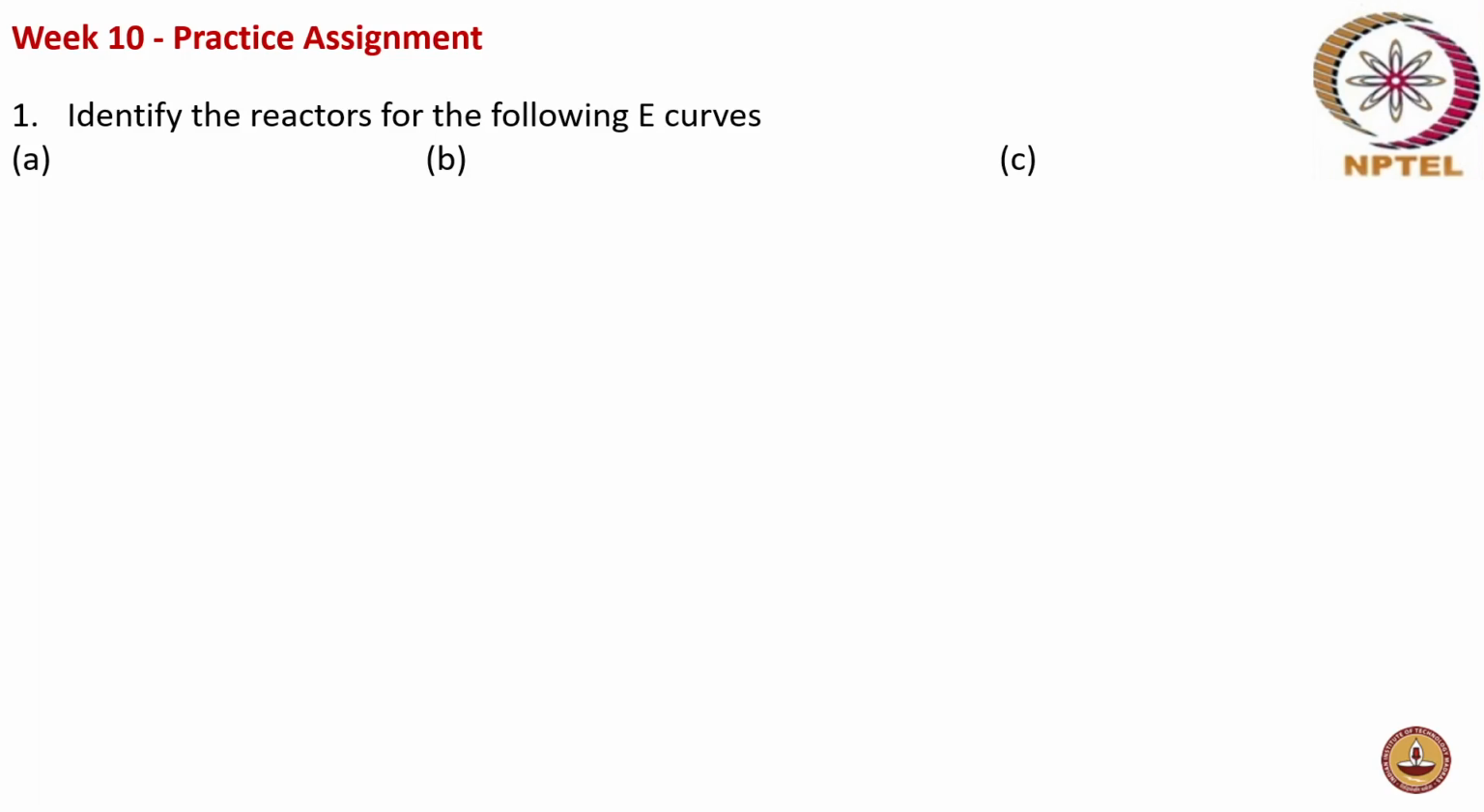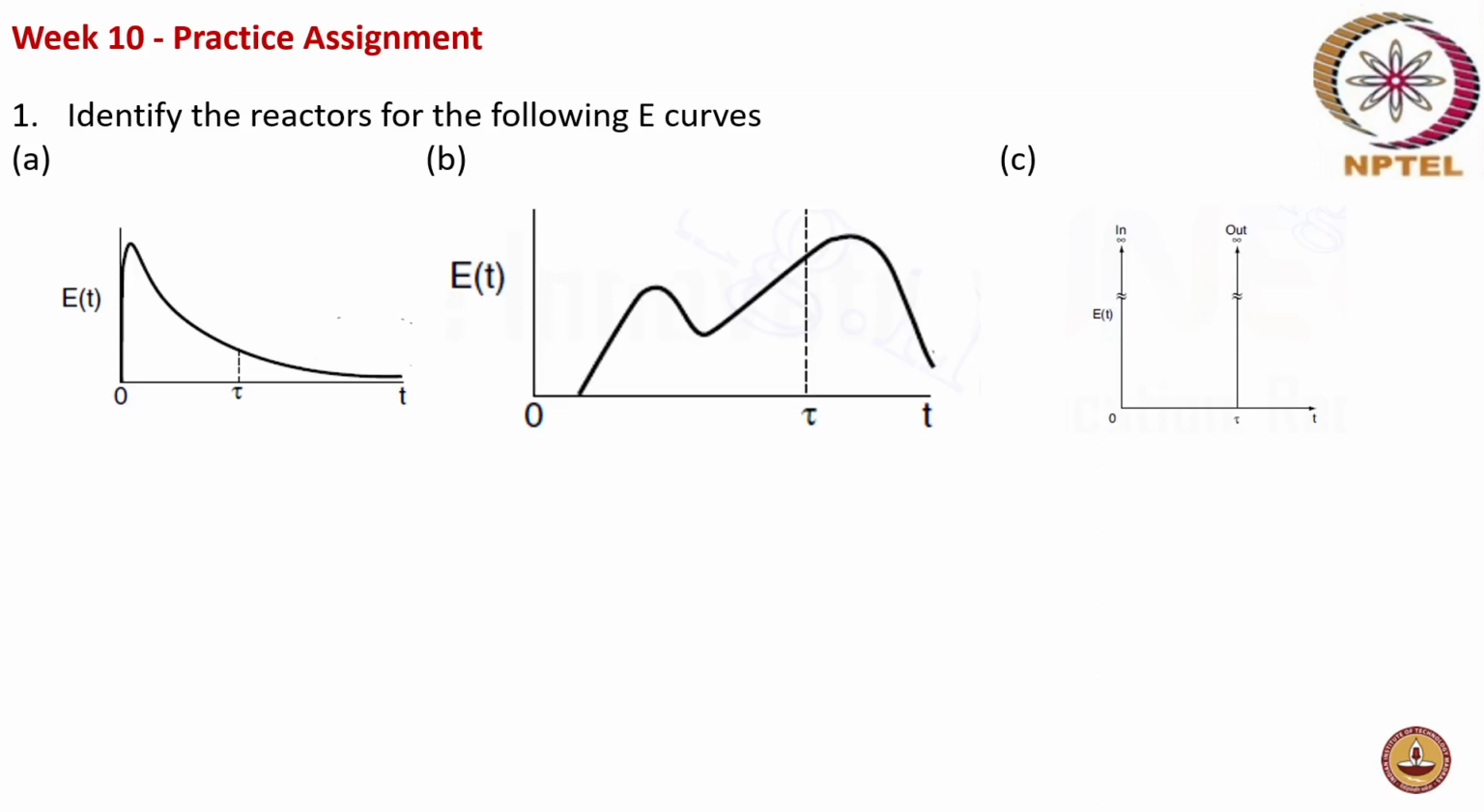Question number 1. Identify the reactors for the following E curves. So, there are 3 different E curves given, where in case A, there is a skewed E curve with a long tail, and your space time is somewhere in between, as shown in this figure. And in B, the E curve is having 2 peaks, where the tau is just before the second peak.